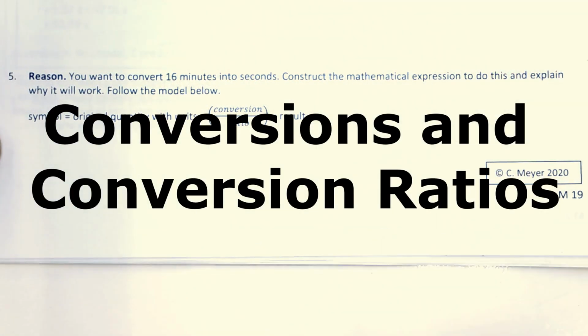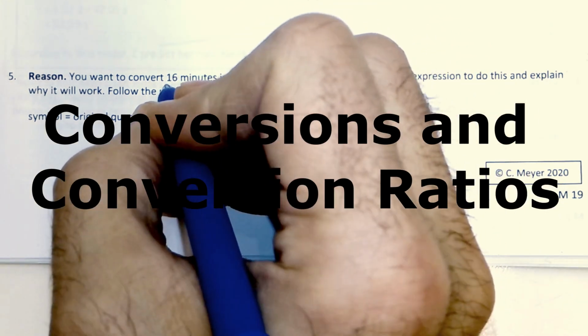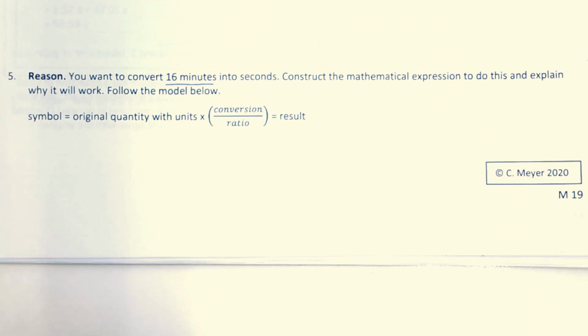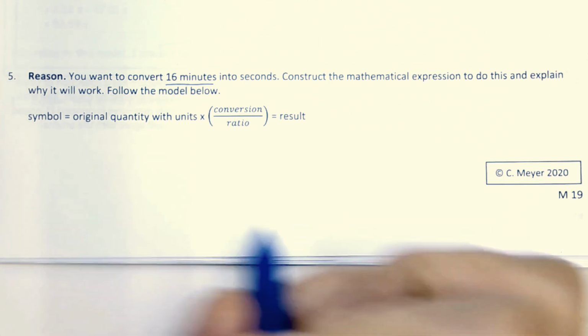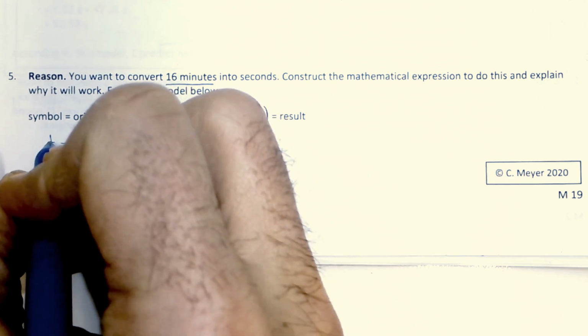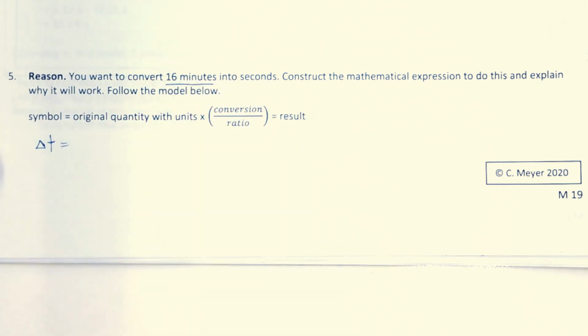Let's take a look at how we do conversions. So the quantity that we are given here is a time interval of 16 minutes. So we always start our conversion work using a symbol. So in this case, we have a time value. So our symbol will be delta t, time interval.